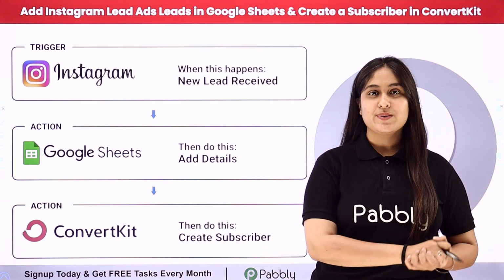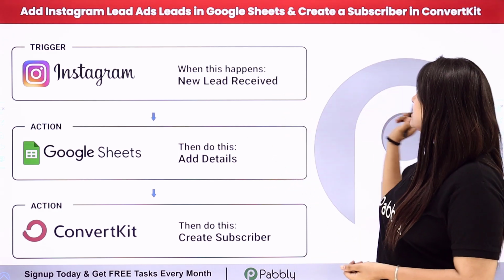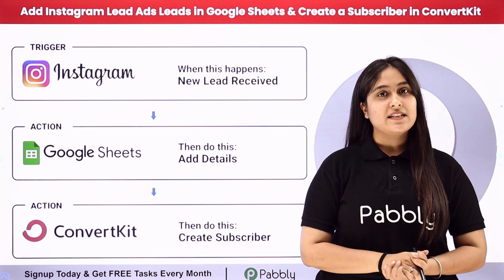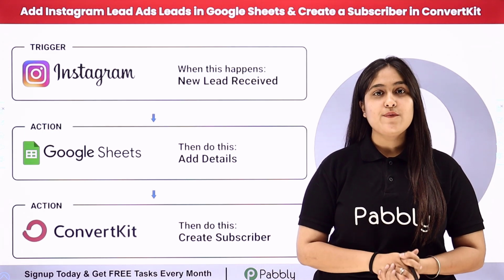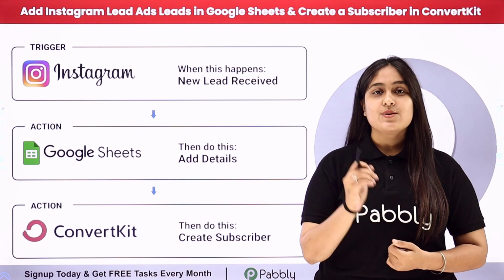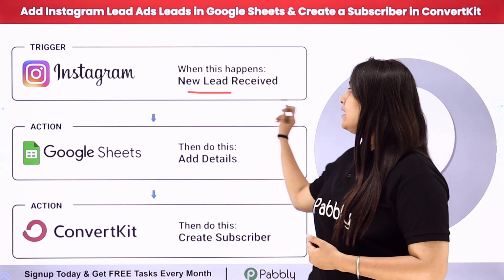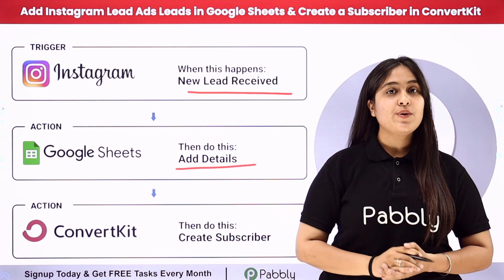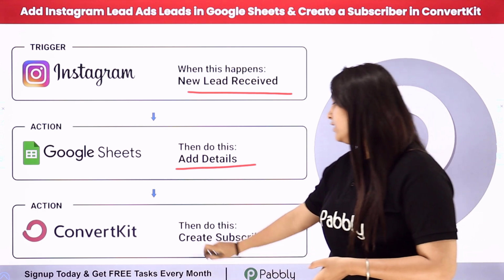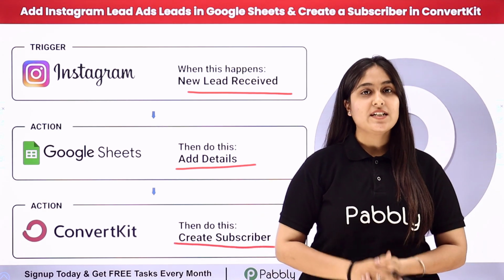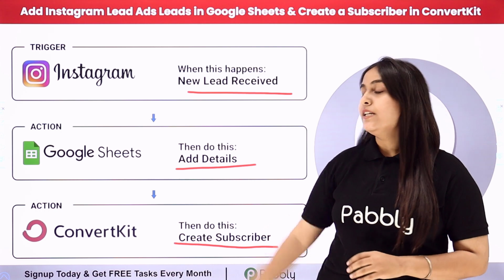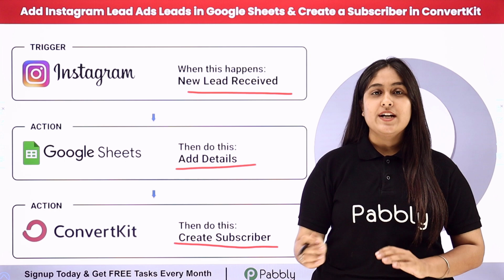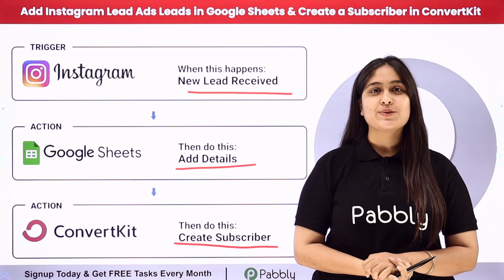So in this video we are going to learn how to add Instagram lead ads leads in Google Sheet and create a subscriber in ConvertKit. Here I am a digital marketing consultant and I am running an ad campaign on Instagram for an online sports training center. In this case, whenever a new lead is received, I want that lead's details to be automatically added in my Google Sheets as a new row, and after that the lead should automatically be created as a subscriber in my ConvertKit account. To build this connection, I need to connect these applications using an automation software named Pabbly Connect. To learn this process step by step, let me take you to my screen.